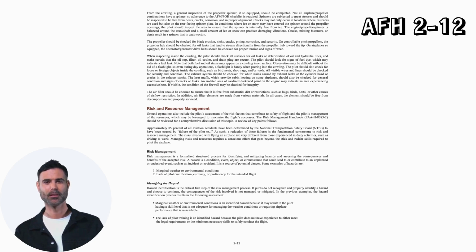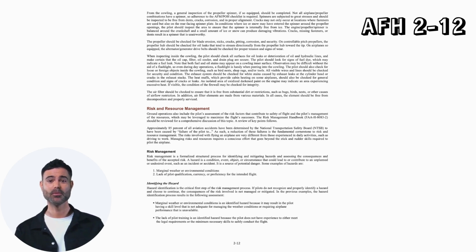The heat muffs, which provide cabin heating on some airplanes, should also be checked for general condition and signs of cracks or leaks. An isolated area of oxidized darkened paint on the engine may indicate an area experiencing excessive heat. If visible, the condition of the firewall may be checked for integrity.